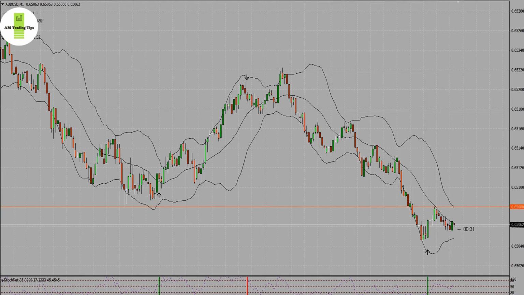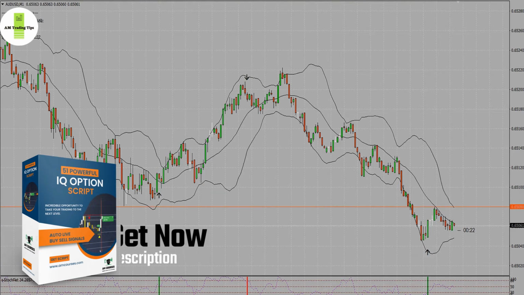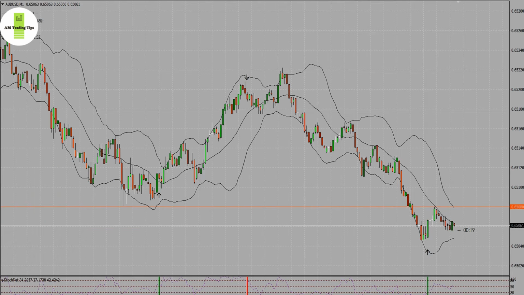Today, I'll be sharing one of the best binary options indicators that helps you find perfect trade entries. This indicator continuously analyzes price movements and provides accurate buy-sell signals using clear up and down arrows. It's designed to catch fast and profitable market movements with high precision. But the big question is, does it really work? Stick around till the end to find out.